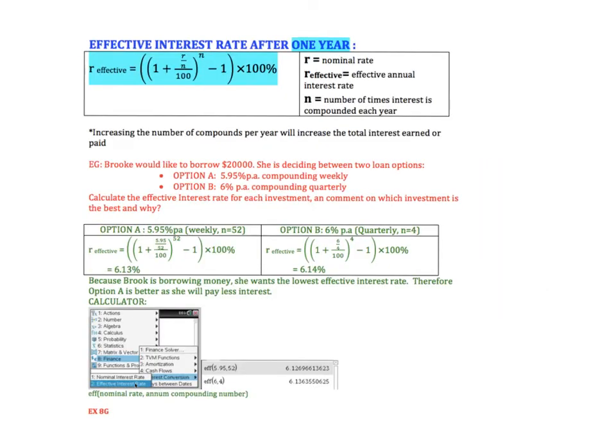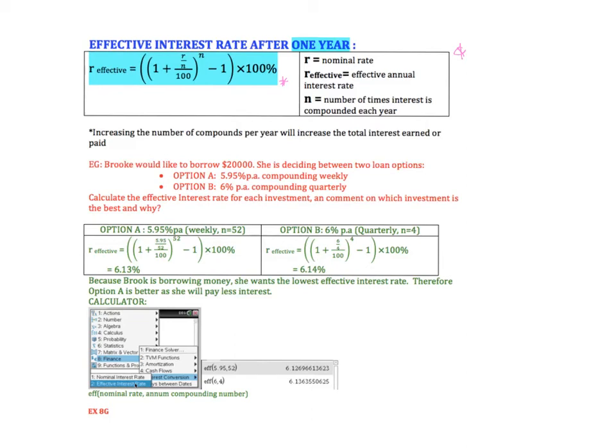Okay, this formula here is how you can calculate effective interest rate. You won't need to use that. The only thing you might get is a multiple choice question where they've subbed the values in. You've got your reference book, so you can refer back to this. Otherwise, we work effective interest rate out on our calculator.